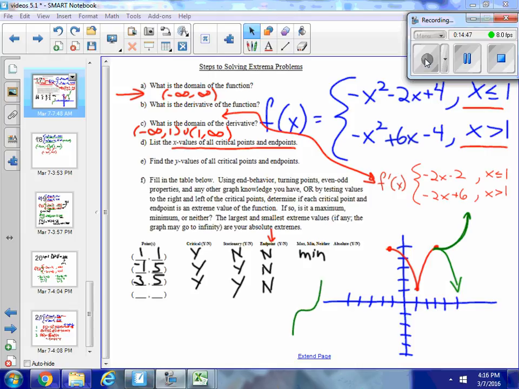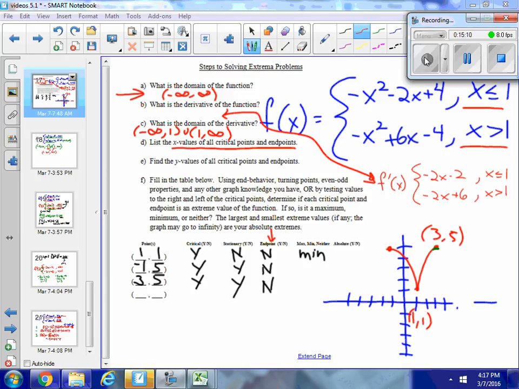If it looks like that, then it will not be an absolute minimum, but if it goes the other way, then it would be an absolute minimum. So first let's check and see which way the graph is going to go by testing a point. So this right here is the point (1, 1). And this is the point (3, 5). And this is the point (-1, 5).